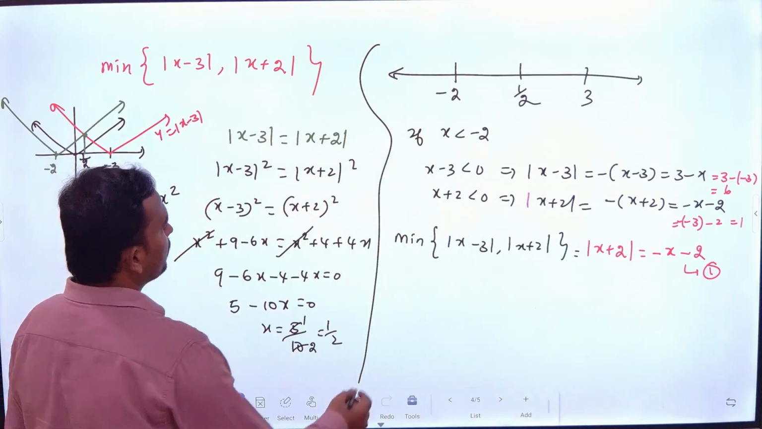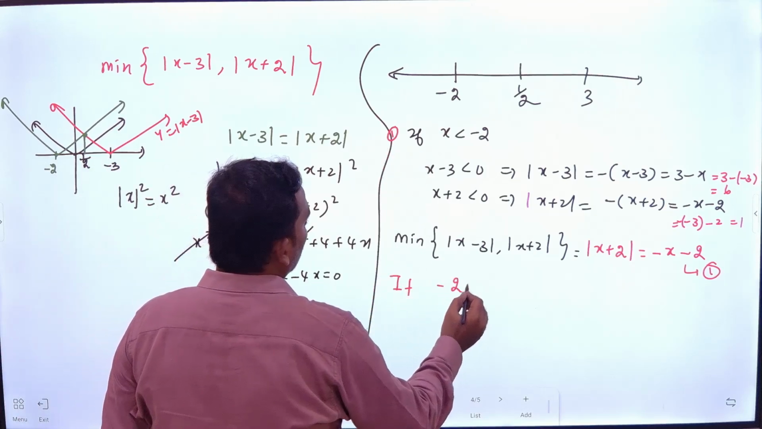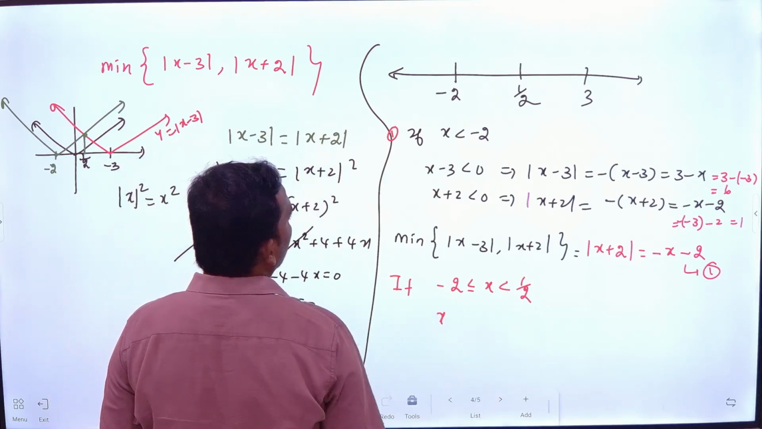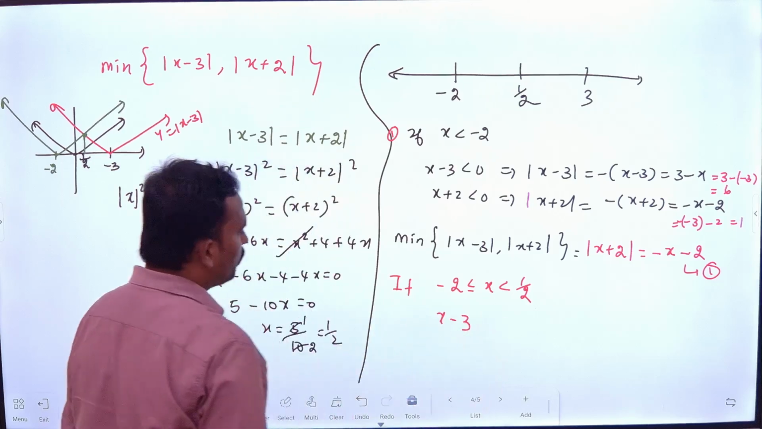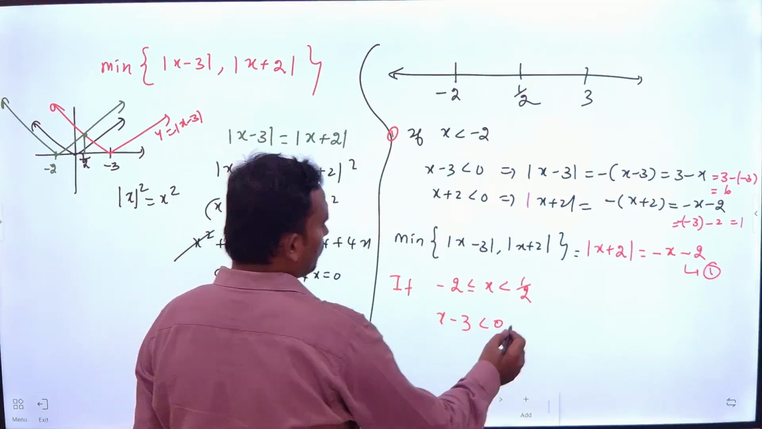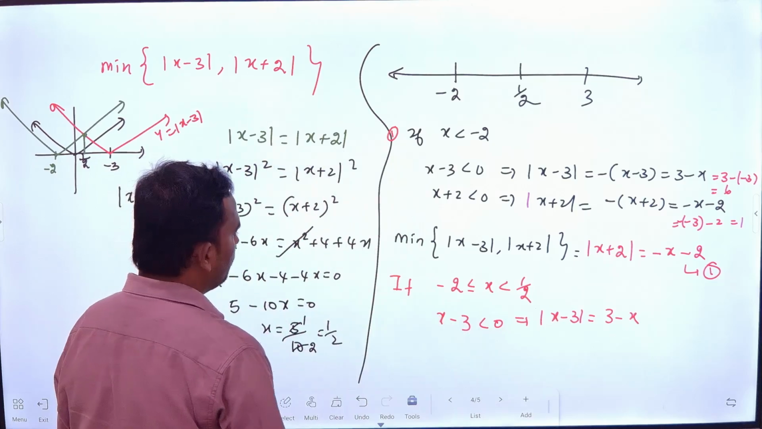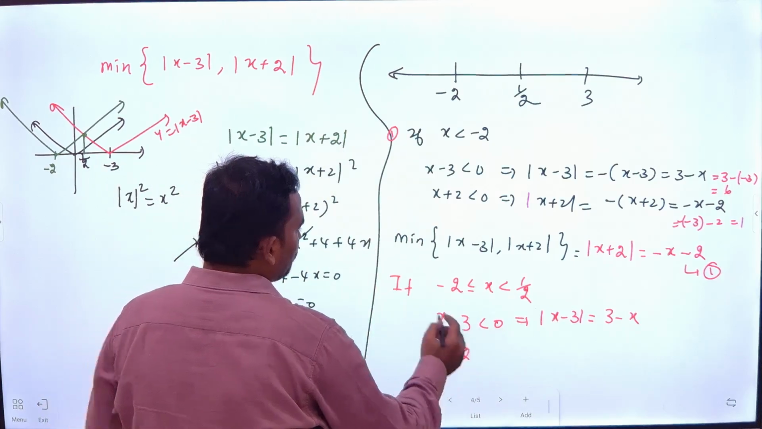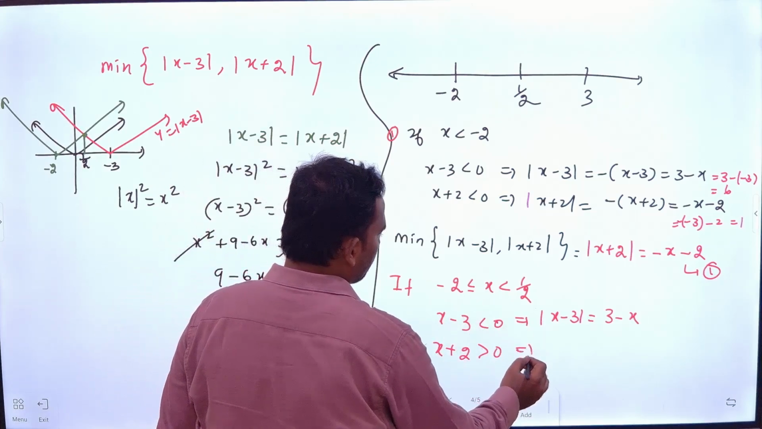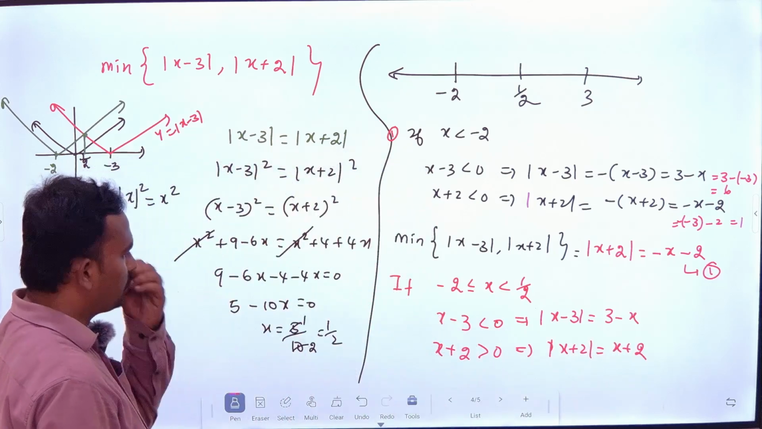Second one, what you can do? Second one, if I take minus 2 to 1 by 2. So in this interval, x minus 3, adding minus 3 on both sides, definitely negative, right? So therefore, mod x minus 3, how to define? So 3 minus x, right? Okay, fine. So what about x plus 2? Adding 2 on both sides, definitely positive. Adding 2, you'll get positive. So therefore, mod x plus 2, you can write as x plus 2. Right, it's positive, no?